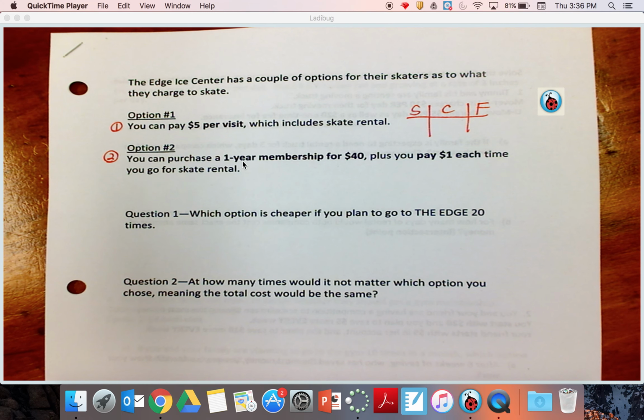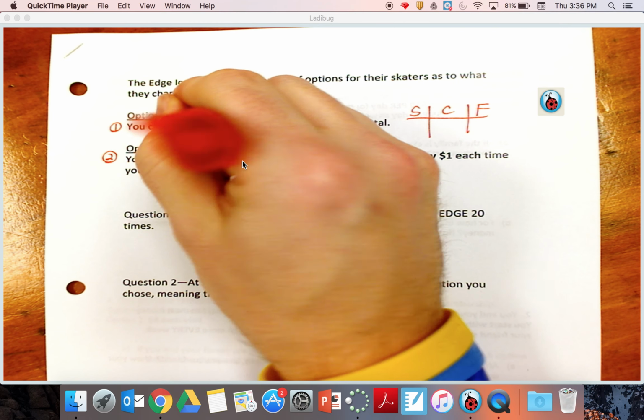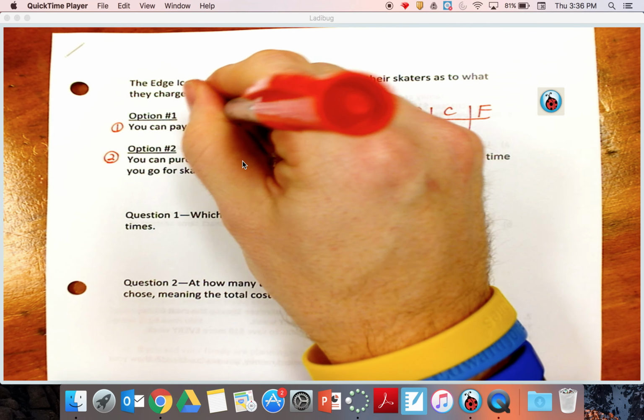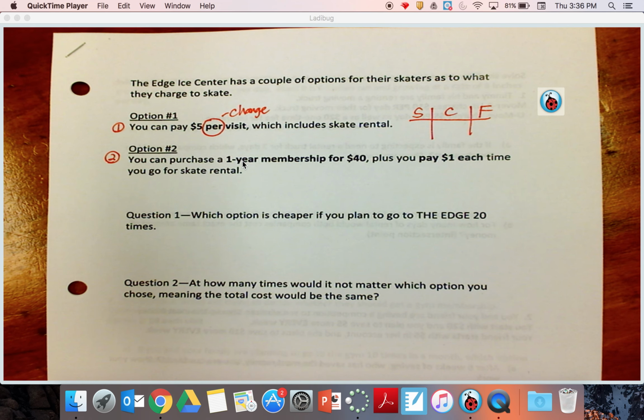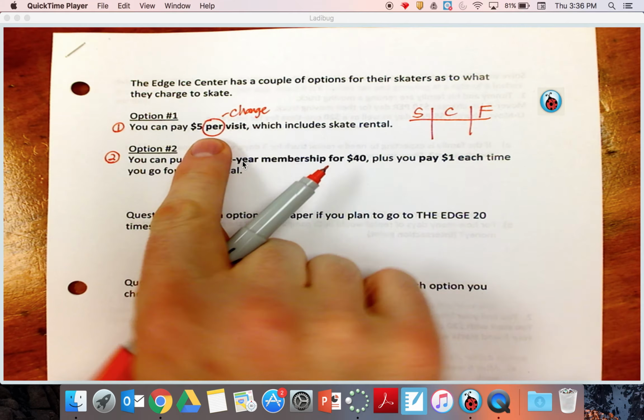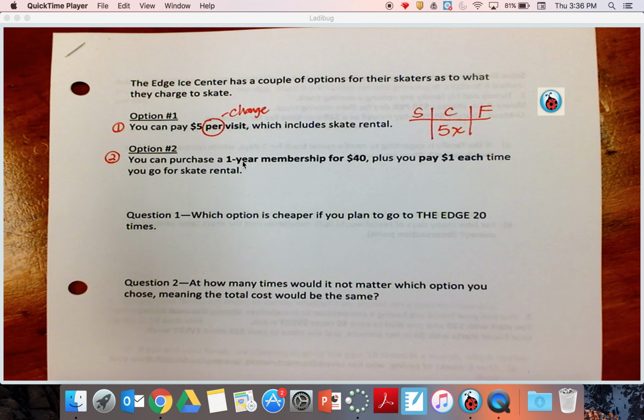And to help me find out what my change will be, when I read my first one, it says I can pay $5 per visit at the Edge ice rink. Well, I had the word here, per. Per means change. And so what that is telling me is that my change here is going to be 5. And it has the x value with it.